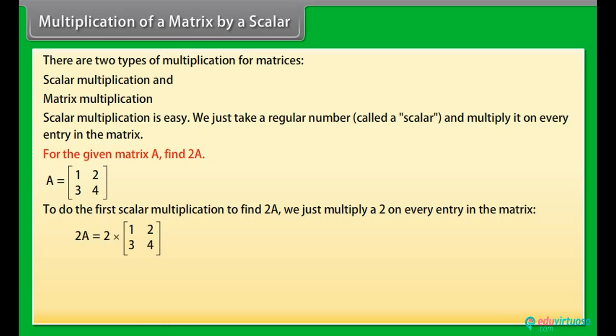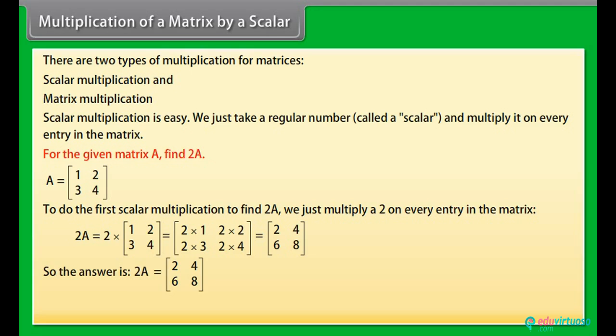2A is equal to 2 into matrix row-wise, first row 1, 2, second row 3, 4, which is equal to matrix row-wise, first row 2 into 1, 2 into 2, second row 2 into 3, 2 into 4, which is equal to matrix row-wise, first row 2, 4, second row 6, 8. So the answer is 2A is equal to matrix row-wise, first row 2, 4, second row 6, 8.